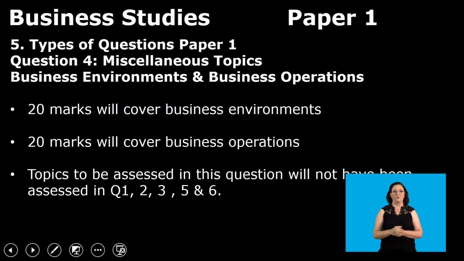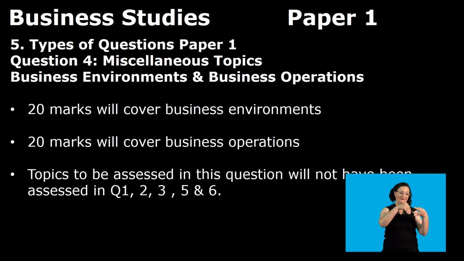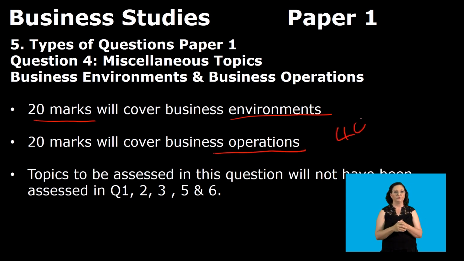So, and then we've got miscellaneous. Don't forget, miscellaneous consists of the 2 topics, which is 20 marks each. So 20 marks will cover business environment, another 20 marks will cover business operations, to make up what? 40 marks. Remember, that's what we said, 40 marks. So the topics assessed in this question will not have been assessed in questions 1, 2, 3, 5, and 6. So don't think there's going to be a repetition. There won't be a repetition of the questions.